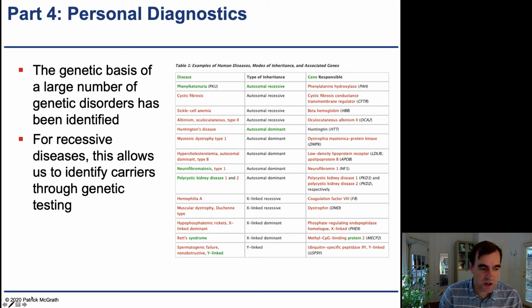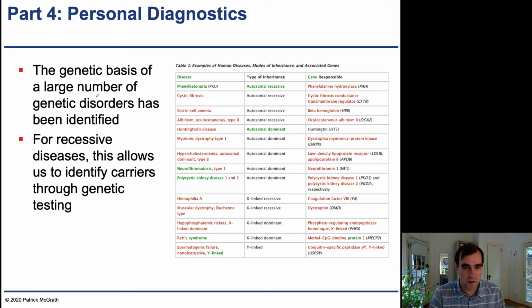Okay, finally, we're going to talk about personal diagnostics, and so the application of these techniques to the ability to predict and even fix diseases. So we talked in chapter 3, way back in chapter 3, about Mendelian diseases and some examples of autosomal recessive, autosomal dominant, X-linked recessive, kind of those types of diseases.